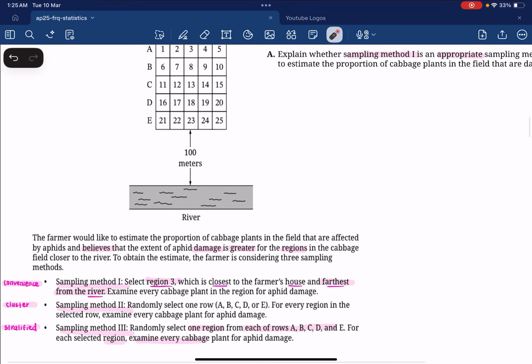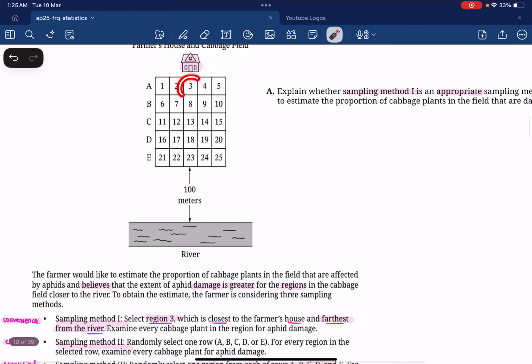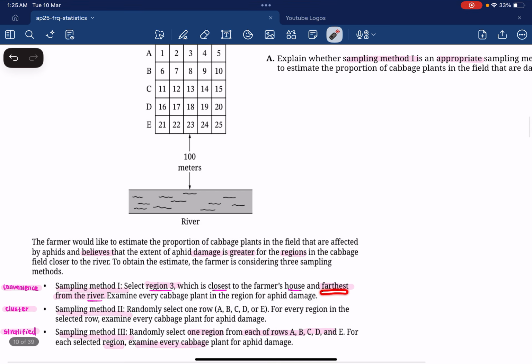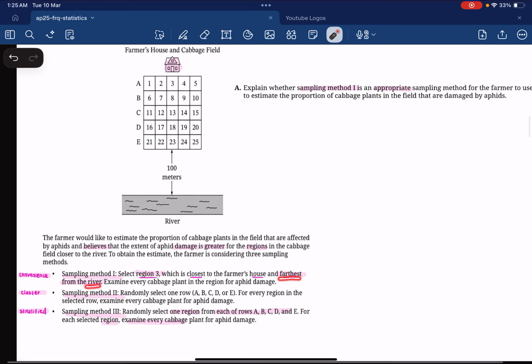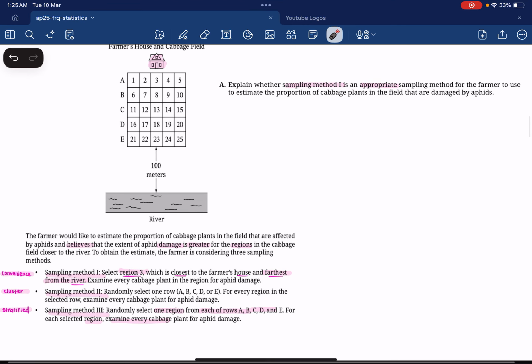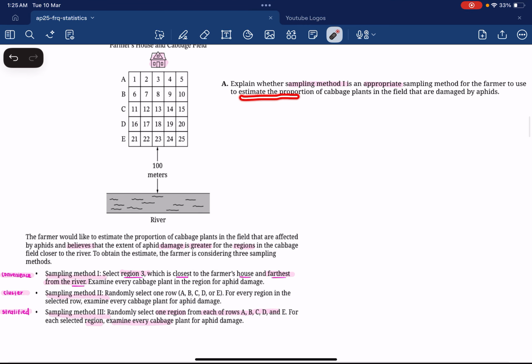We did not select region 3 randomly, so we just selected region 3, which was closest to the farmer's house. So this was a convenience sample, okay, and farthest from the river. What do we expect the estimate of the proportion of plants that are damaged by aphids to be if you're farthest away from the river?